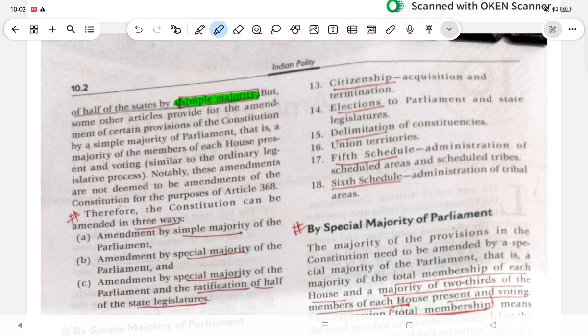But some other articles provide for the amendment of certain provisions of the Constitution by a simple majority of the Parliament, that is, a majority of the members of each house present and voting, similar to the ordinary legislative process. These amendments are not deemed to be amendments of the Constitution for the purpose of Article 368. Therefore, the Constitution can be amended in three ways.